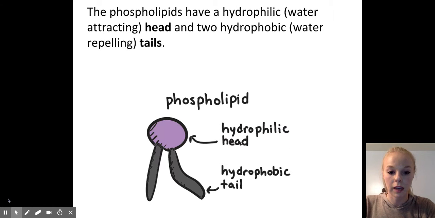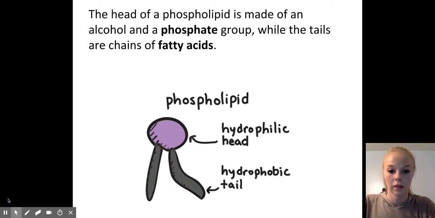The phospholipids have two parts to them that help them form the phospholipid bilayer. The hydrophilic head is water attracting or water loving and always faces the outside of the bilayer, and the hydrophobic tails are water repelling or water fearing, and these always face each other on the inside of the bilayer. The hydrophilic head is made of an alcohol and a phosphate group, while the hydrophobic tails are chains of fatty acids. Remember that fatty acids are one of the monomers of lipids.